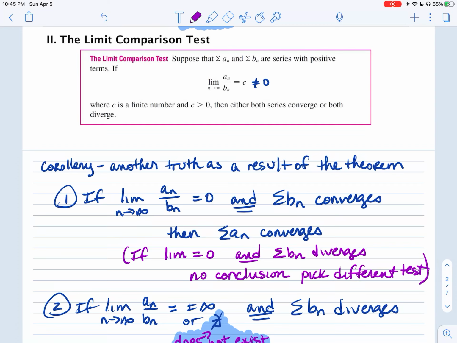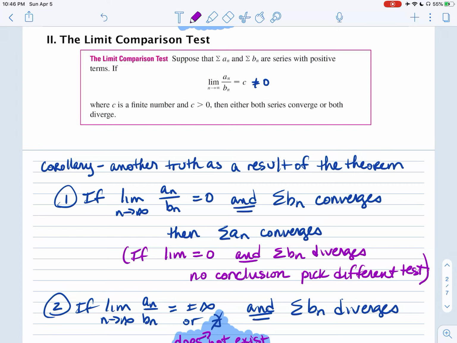Here, suppose a sub n and b sub n are series with positive terms again. If the limit of the quotient of a sub n divided by b sub n goes to a limit c that's not equal to 0, and that c is bigger than 0, well, of course it would be because you have a series of positive terms, then either both the series converge or both diverge. Good. And I just want to point out that you can still stay within the test if you have the following criteria.